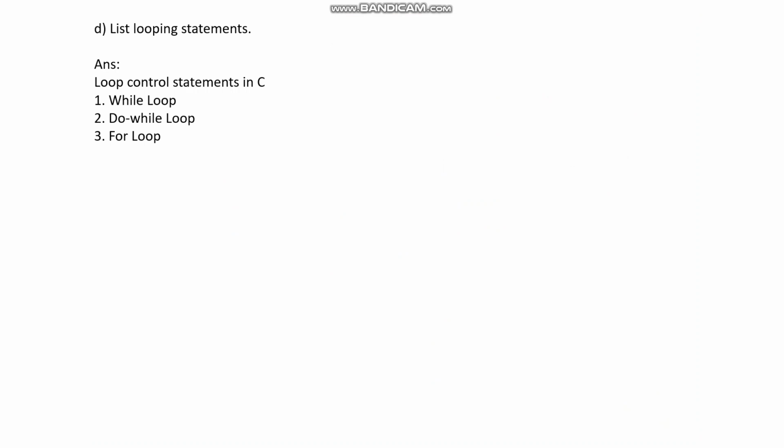Let's come to the next question: list the looping statements. Loop stands for whenever there is a piece of code that I want to execute again and again. Then it is called a loop. Here we have three types of loops: while loop, do while loop, and for loop.